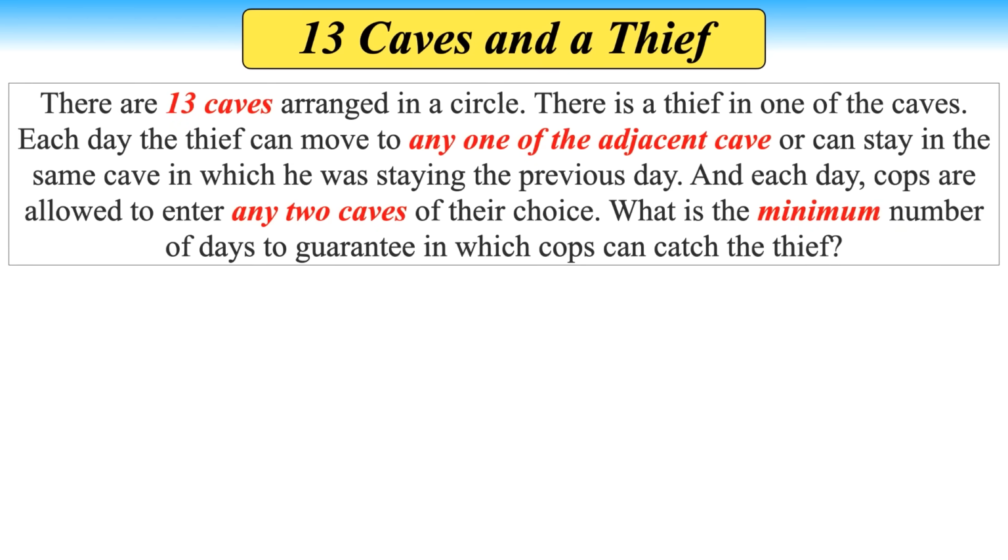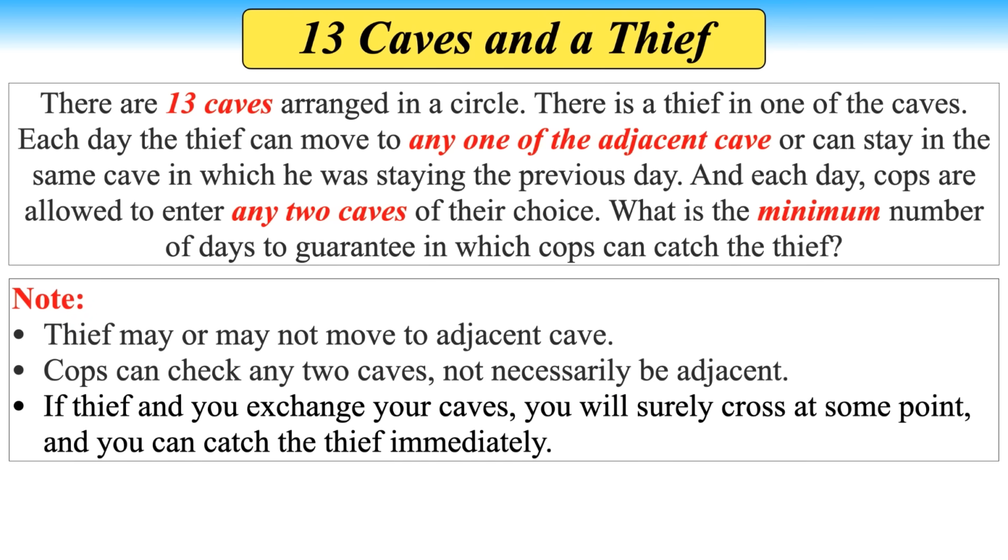There are 13 caves arranged in a circle. There is a thief in one of the caves. Each day, the thief can move to any one of the adjacent caves or can stay in the same cave in which he was staying the previous day. And each day, cops are allowed to enter any 2 caves of their choice. What is the minimum number of days to guarantee in which cops can catch the thief?